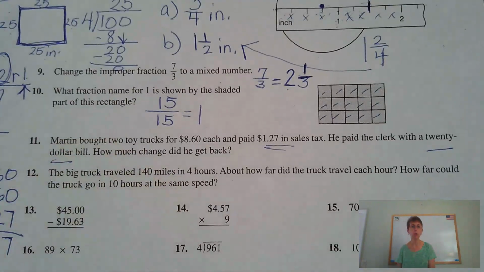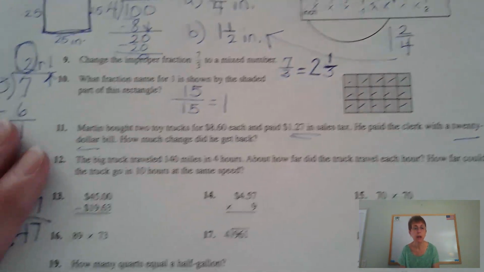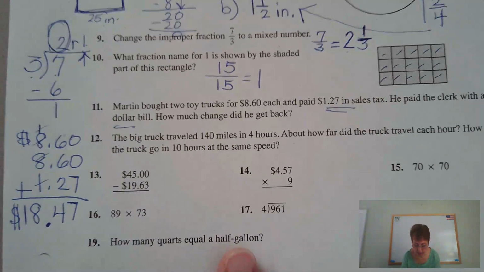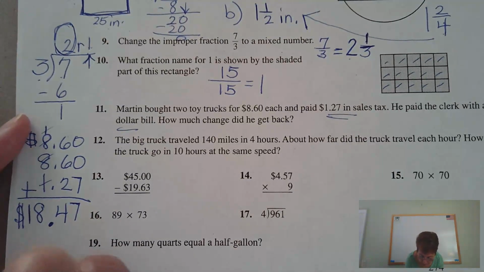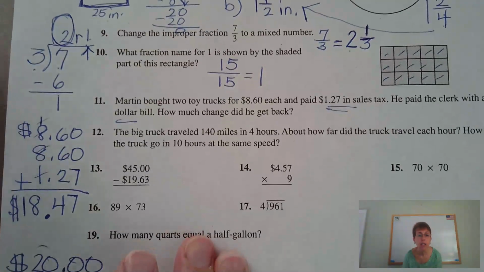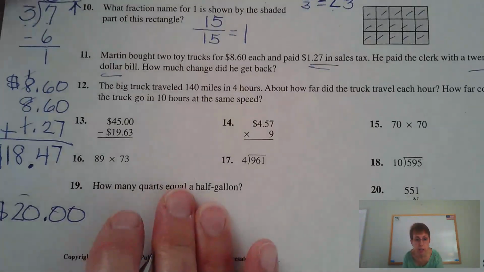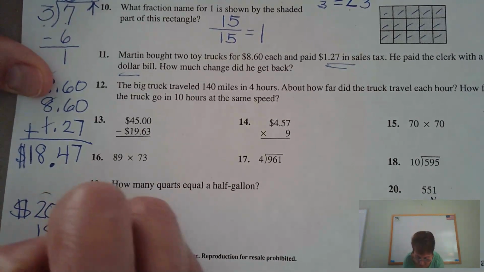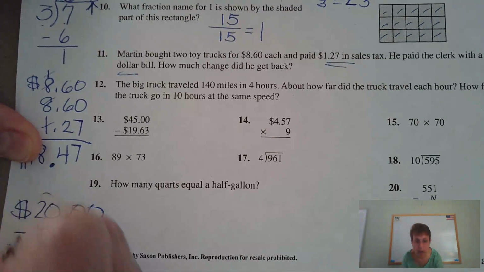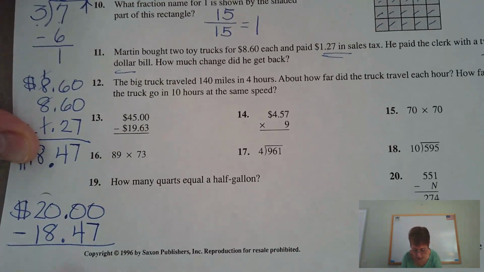Now it says that he paid with a $20 bill. He paid with a $20 bill. How much change did he get back? Well, he spent $18.47, but he paid with a $20 bill. So he gives the clerk a $20 bill. His purchase cost him $18.47. We subtract that and we'll figure out the amount of change he gets back.